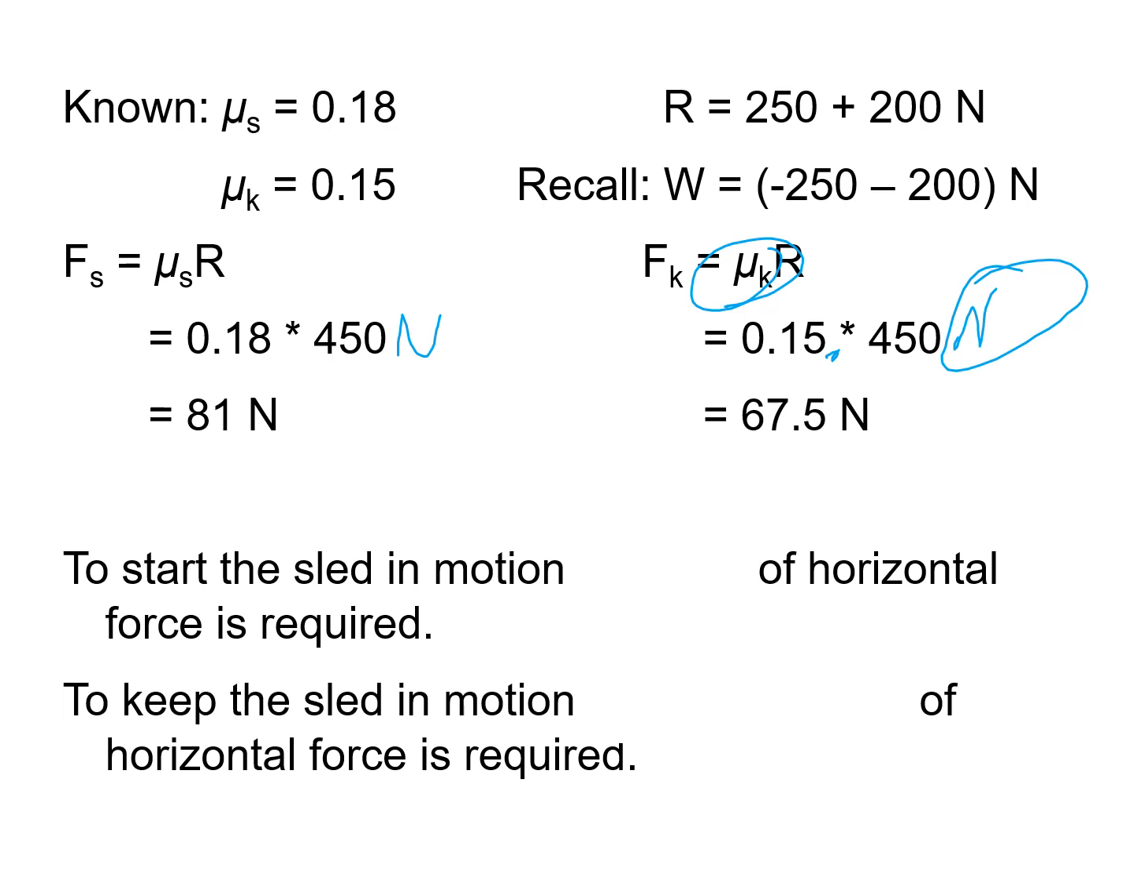Often this force would be provided by gravity. And then that force would be determined by the angle of the hill this kid's on. Generally, the steeper the hill, the more effective gravity there is. The shallower the hill, the less effective gravity. So to start the sled in motion, we need greater than 81 newtons of horizontal force. To keep the sled in motion, we need at least 67.5 newtons of horizontal force. Hope this is making sense.